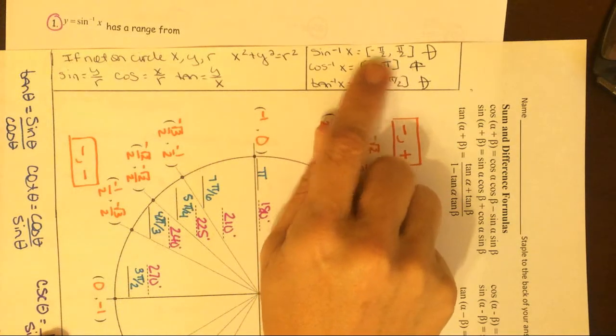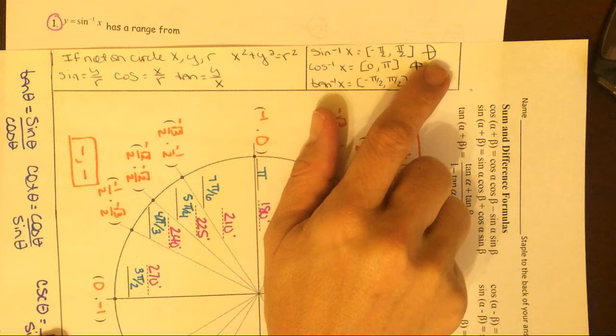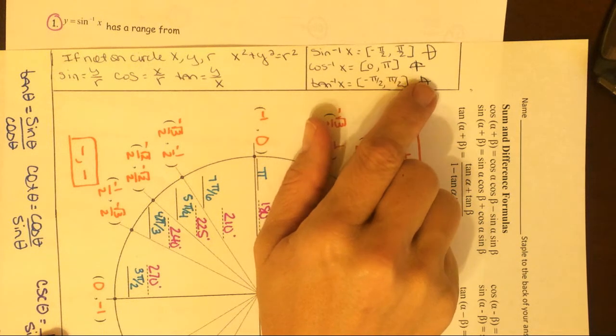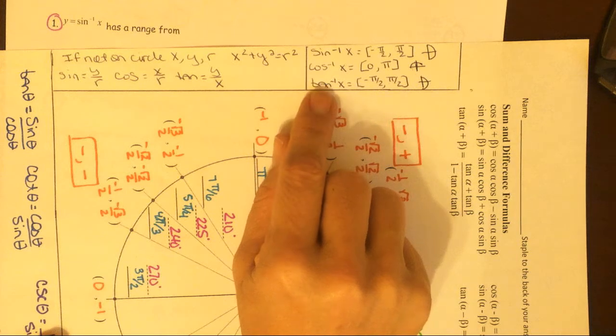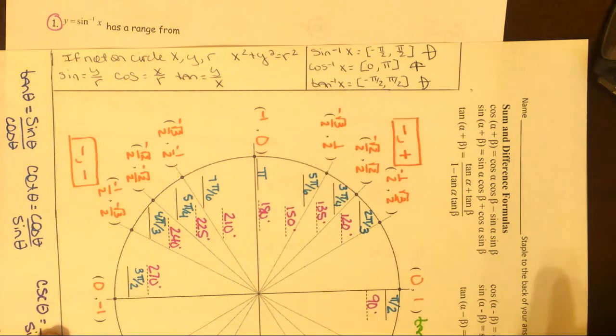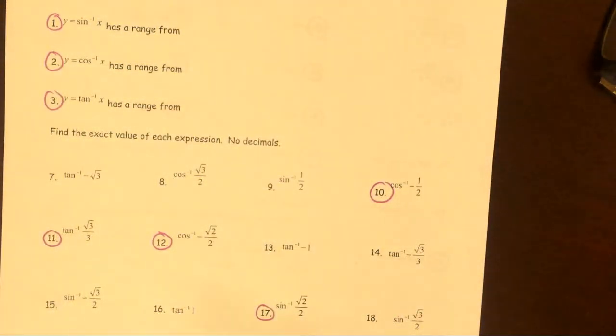Over here to the right, I reminded myself that if I have a sine inverse problem, I'm going to be in quadrants 1 and 4. If I have a cosine inverse problem, I'm going to be in quadrants 1 and 2. And if I have a tangent inverse problem, I'm also going to be in quadrants 1 and 4. And then once you have that filled out, you can use it as you're working your test.